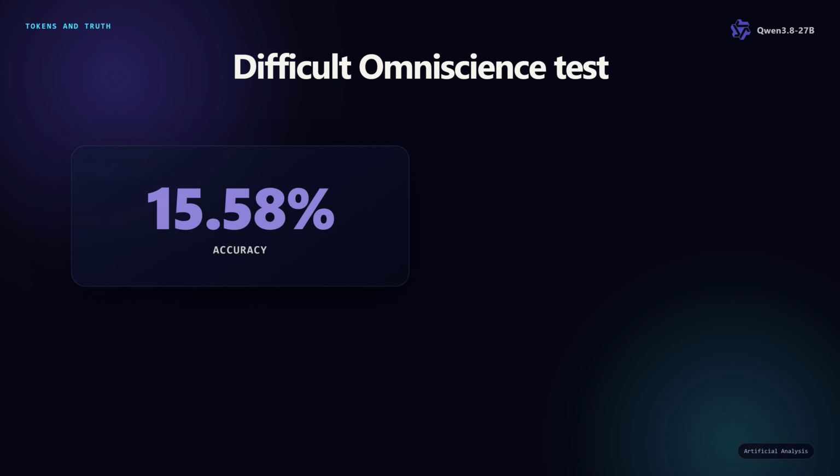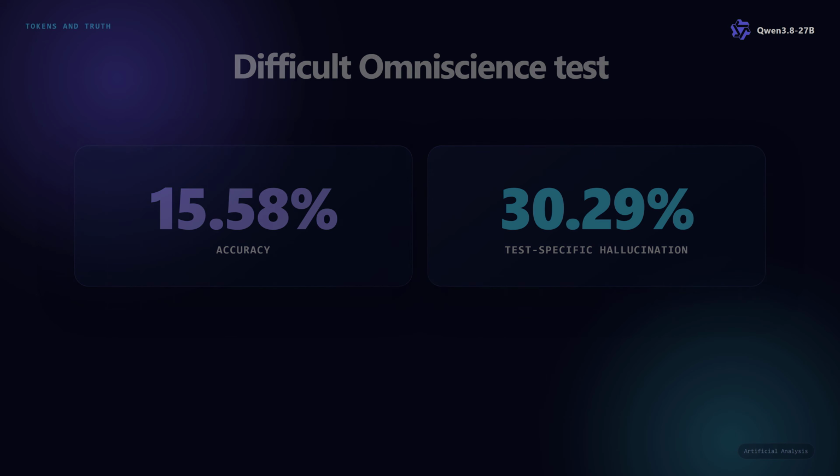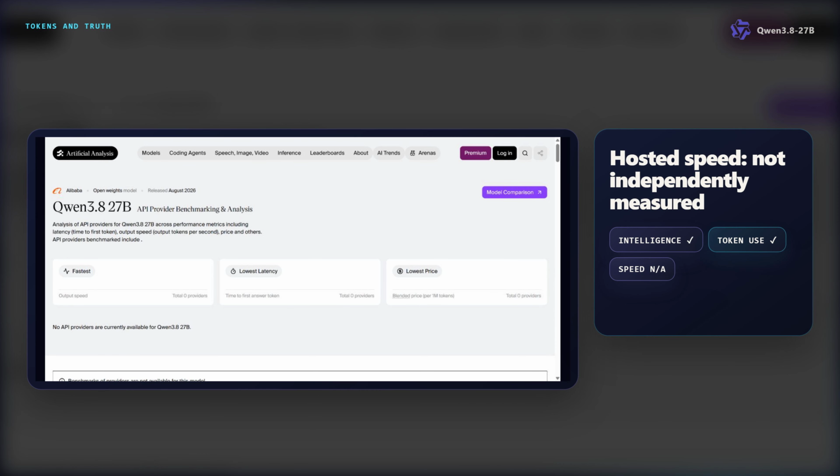Second, knowledge reliability. On Artificial Analysis's difficult omniscience test, accuracy was 15.58%, and the test-specific hallucination rate was 30.29%. That does not describe every Qwen response. It does show that confident factual answers need retrieval, citations, and verification. Artificial Analysis had no measured provider speed for this model in the captured snapshot. The evidence supports intelligence and token use claims, not a claim that hosted inference is proven fast.